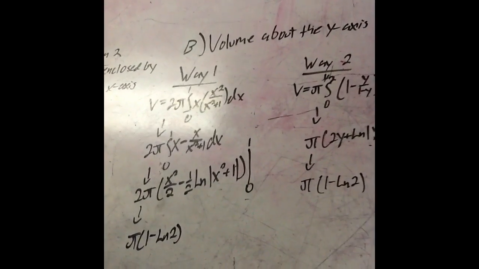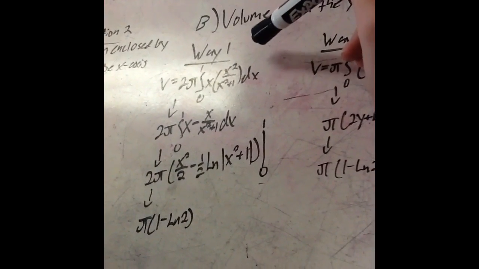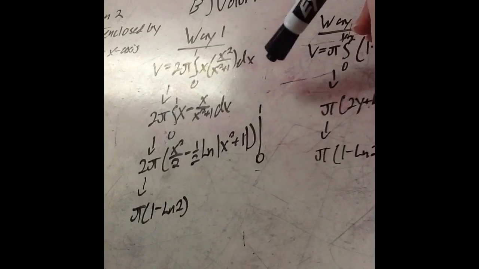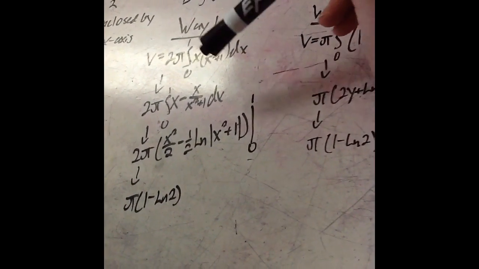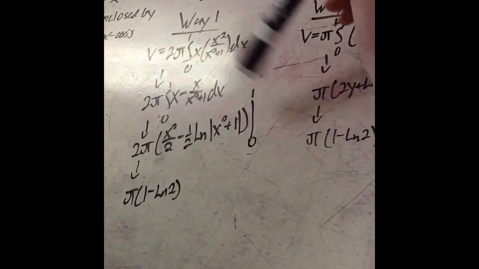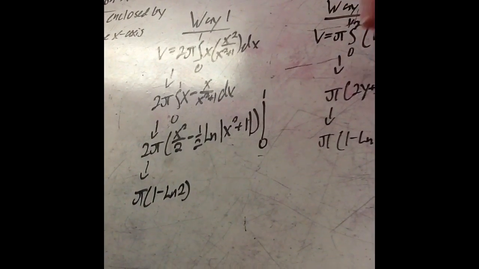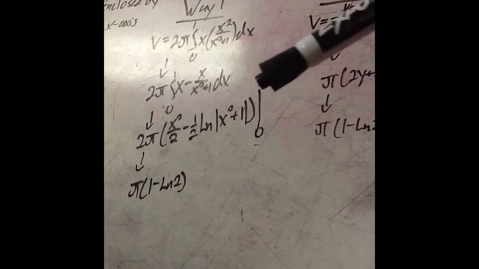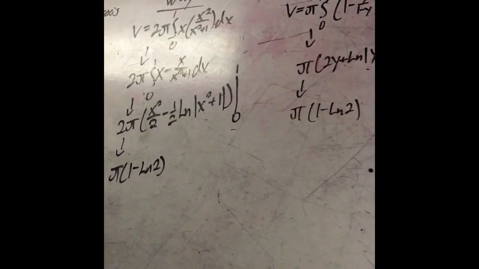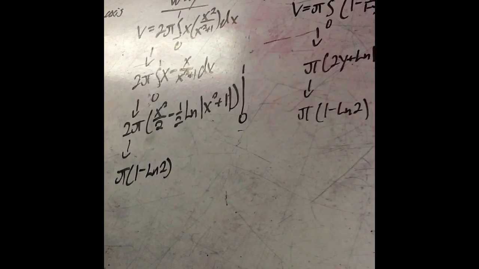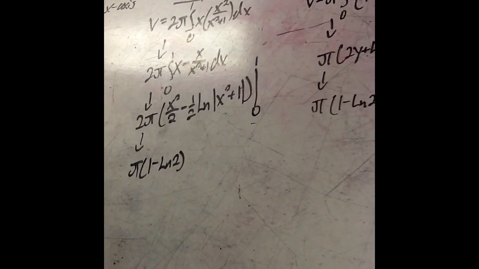Part B asks us to find the volume of R about the y-axis. The first way to do this is to set the volume equal to 2 pi times the integral from 0 to 1 of x times x squared over x squared plus 1 dx. This equals 2 pi times the integral from 0 to 1 of x minus x over x squared plus 1 dx. That equals 2 pi times x squared over 2 minus 1/2 ln absolute value of x squared plus 1 from 0 to 1. And that equals pi times 1 minus ln 2.